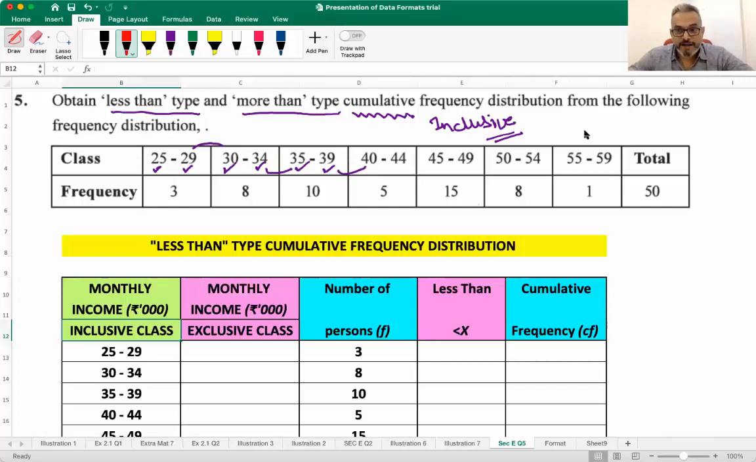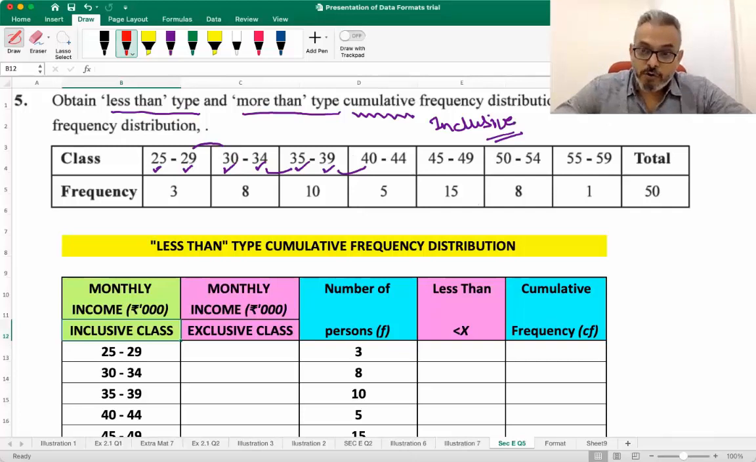Now please pay attention, this is important. Okay, when you will do chapter number 3, this concept will again come. If it is inclusive, then you have to first convert it to exclusive. So how we will do it? Let's understand this first and then we come back to this sum.